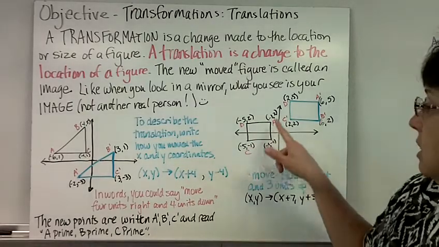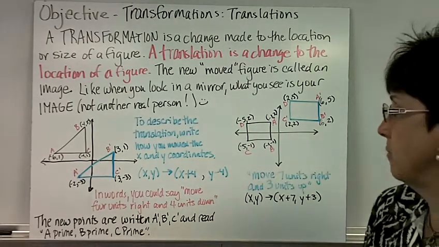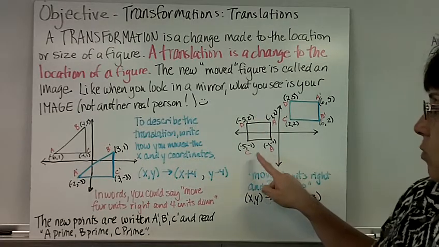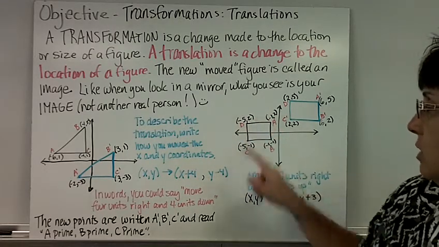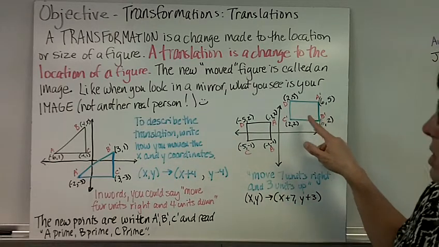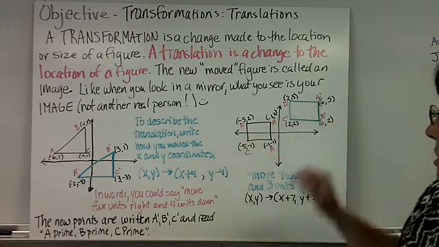Let's do another one. Here I have a rectangle. Here are its points A, B, C, D. The points are (-1, 1), (-5, 1), (-5, 2), (-1, 2). And here's my new rectangle, my new image. A prime, B prime, C prime, D prime.